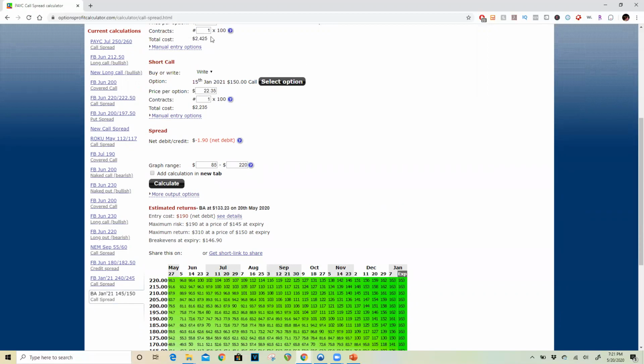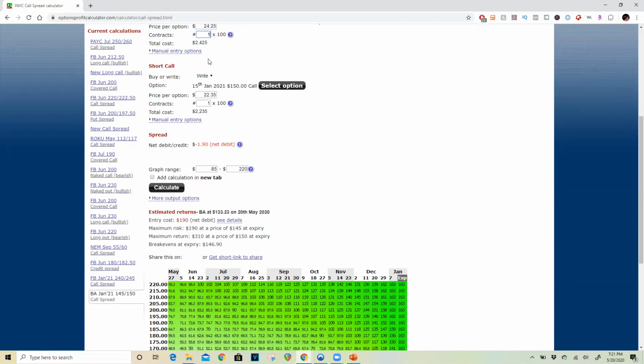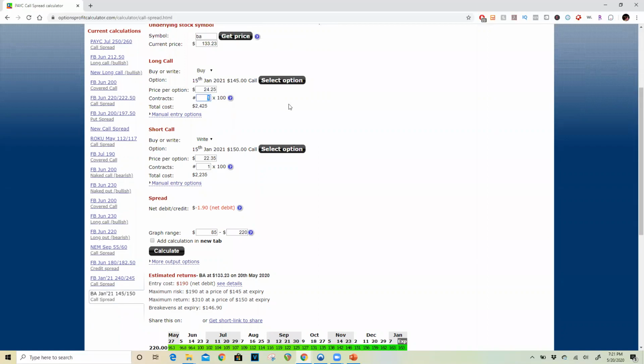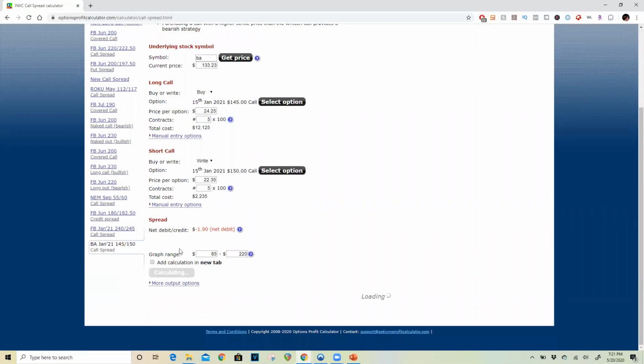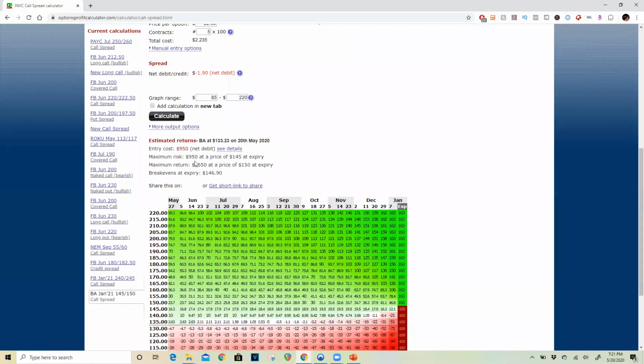You could buy, say you have $1,000, buy 5 of these for just $95, and now you can make a profit of $1,550, which is 163% profit. Okay, so that's really the beauty of debit spreads, guys.